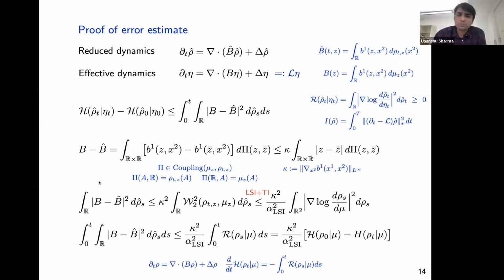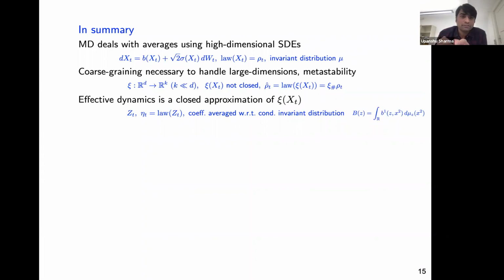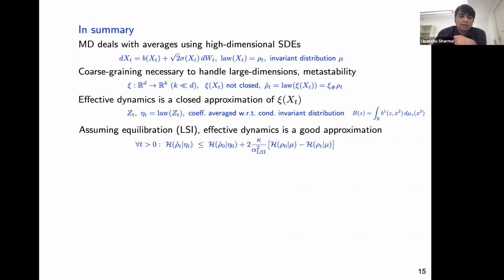And in the last 2 minutes that I have, I want to quickly summarize what we spoke about today. Probably it was not the best idea to talk about MD so much, but we were coming from questions in MD where they want to simulate some SDE. The problem is you can't really simulate it because it's very high dimensional and there is metastability. So what you usually do is project the system onto some lower dimensional set of variables via this mapping xi. Then the question becomes, what is the dynamics of xi of X_t? You can't really work with this, so you work with some closed approximation of xi of X_t, which we call the effective dynamics. And then, assuming we have certain equilibration on level sets, we showed that the effective dynamics is indeed a good approximation.